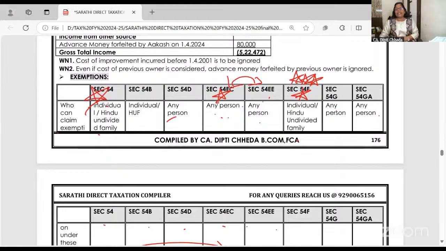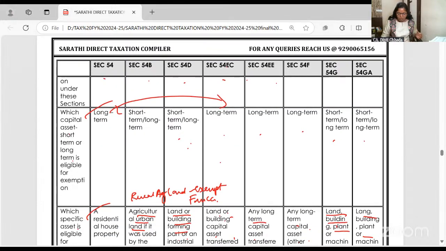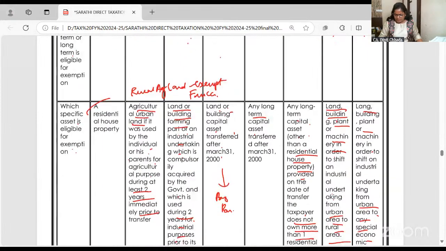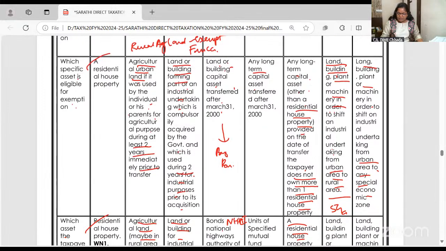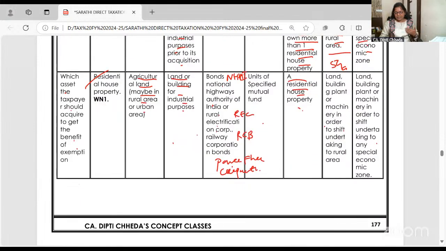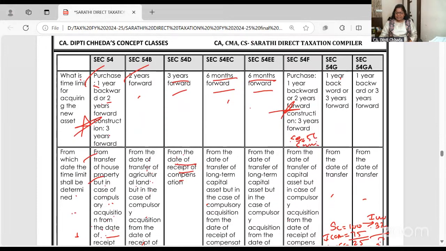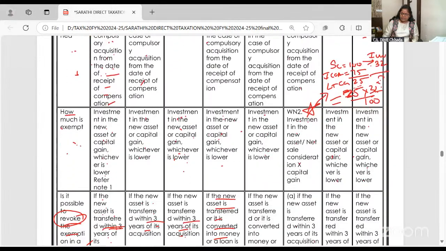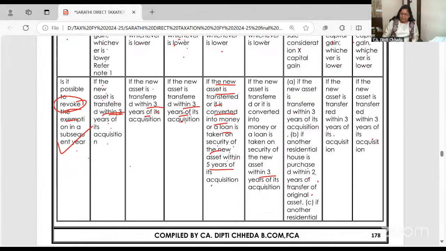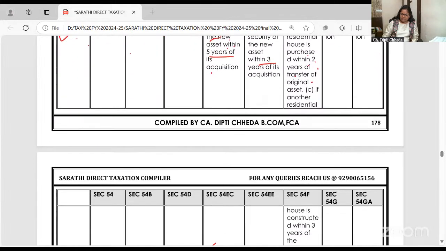54G and 54GA. Any person, short term or long term. You know, those are related to businesses, and also short term, long term, whatever. Sell land building. Here it was only land building; here it is land, building, plant and machinery. Shift from urban to rural or urban to SEZ and buy another land building in the rural area or in SEZ. And the time limit is the same, 1 year backward, 3 years forward from the date of transfer. Investment or capital gain, whichever is lower.